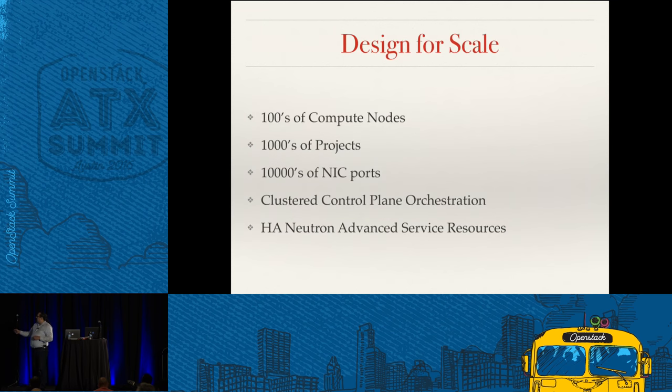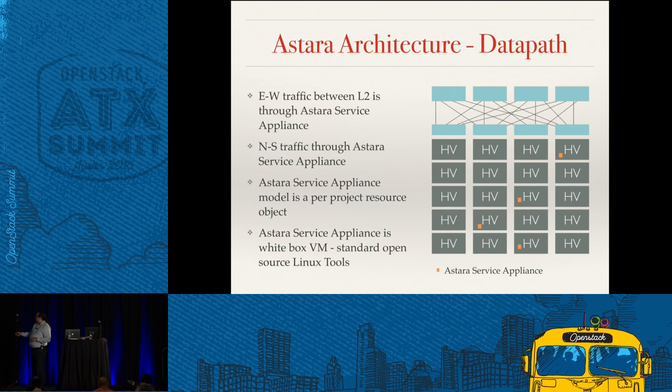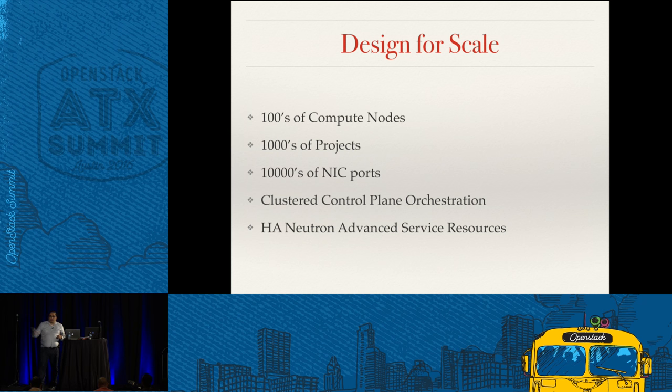And if you notice, the service appliance will be located at different hypervisors at different points in your environment. So we're also designed for scale, so hundreds of compute nodes, thousands of projects, tens of thousands of NICs. We actually have built in sort of the cluster control plane. So when the orchestrator goes down, we actually have a cluster of orchestrators that are working and providing the resources. And it's all multi-threaded, multi-processed. And then the Neutron resources are done as an HA pair as well.